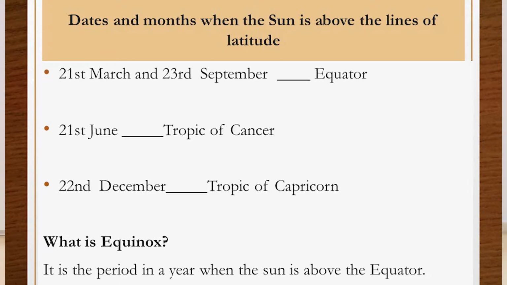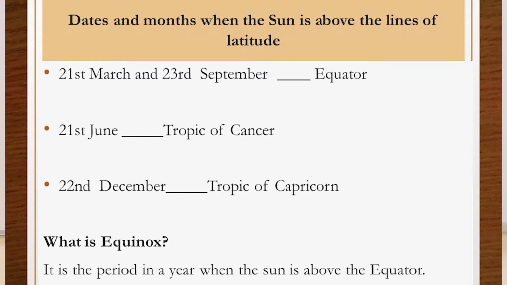Then second, on 21st June, that is when the sun is overhead the Tropic of Cancer. Then we have 22nd December, when the sun is above the Tropic of Capricorn. So those are the three lines of latitude that cross Africa.